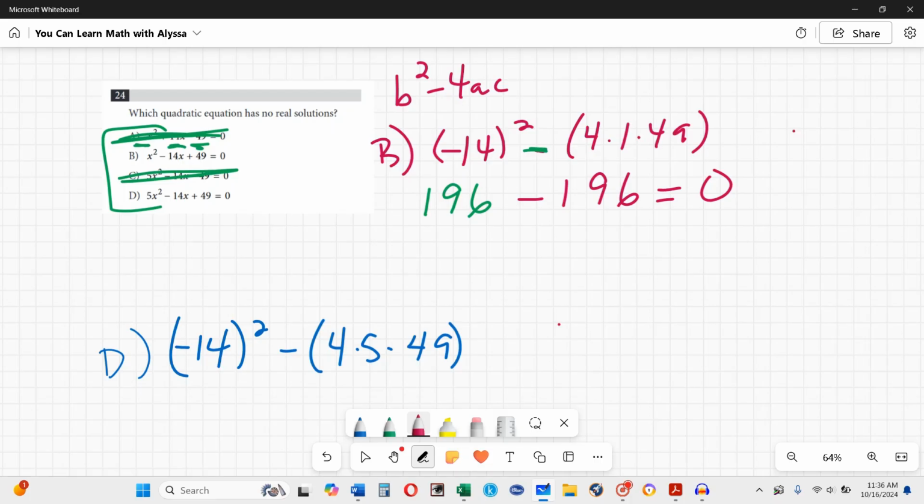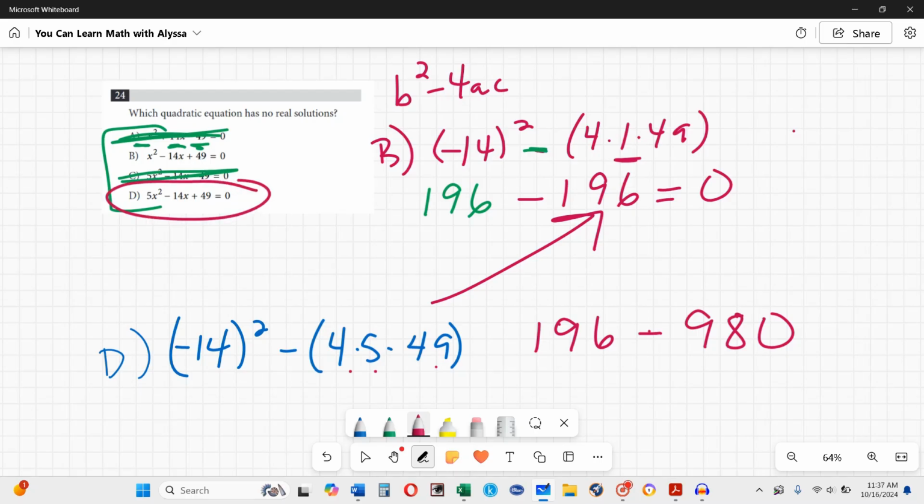So negative 14 squared is 196. And ooh, got 4 times 5 times 49. Now, if you remember, if you look up here, 4 times 1 times 49 was 196. So this is going to be 980. So 196 minus 980, I don't have to do that math. I can tell that's going to be negative, so D is my answer.